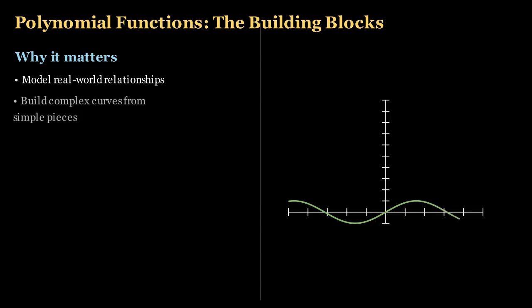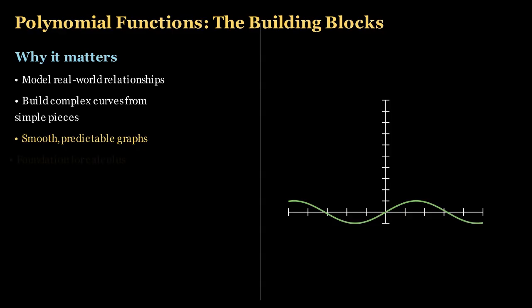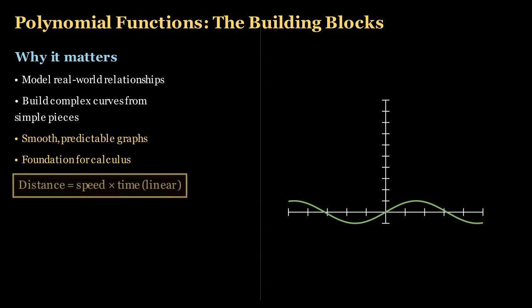But the real magic is that we can combine these simple pieces, adding, multiplying, and scaling them, to build curves that can model almost anything: the arc of a basketball, the growth of a population, the shape of a roller coaster. And here's the crucial part for calculus: these polynomial graphs are smooth and unbroken. They have no gaps, no sharp corners, no sudden jumps. That smoothness is exactly what we need to study rates of change and areas under curves, which is what calculus is all about. Let's see how these functions work on a graph.